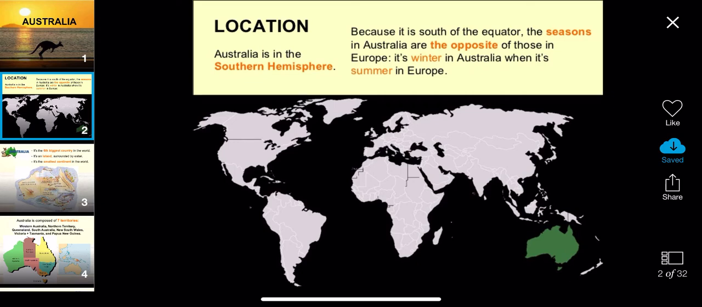Australia is in the southern hemisphere, and because it is south of the equator, the seasons in Australia are opposite to those in Europe. So when it's summer in Europe, it is winter in Australia. And when it is winter in Europe, it is summer in Australia. And you can see Australia is green down at the bottom right-hand corner.